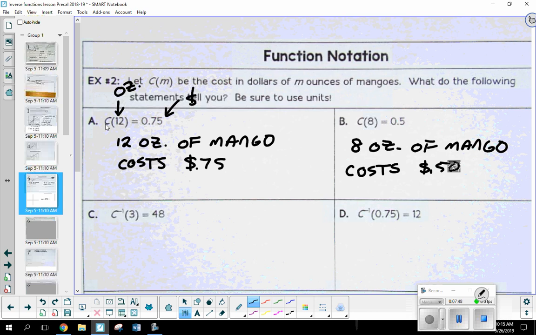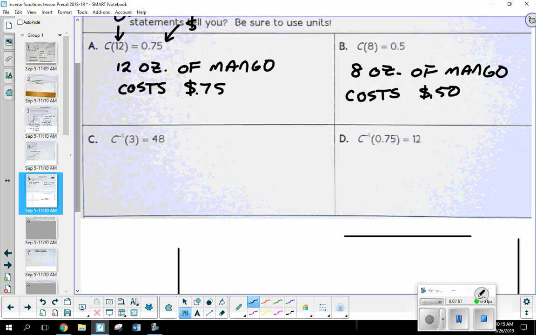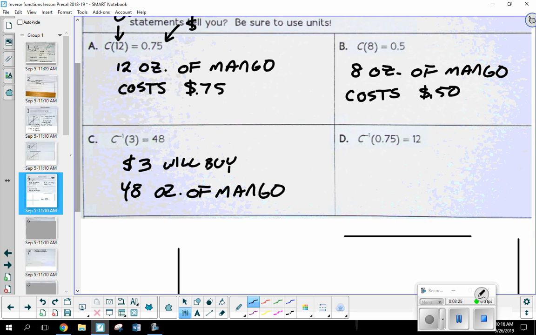What would you say for the statement C inverse of 3 equals 48? That's $3. Remember, there's different ways to say things. The first way you started, $3 will purchase or will buy 48 ounces of mangoes, or 48 ounces of mangoes cost $3. Same thing. I'm going to say it the first way, going from the input to the output. So I'm going to say $3 will buy 48 ounces of mango.